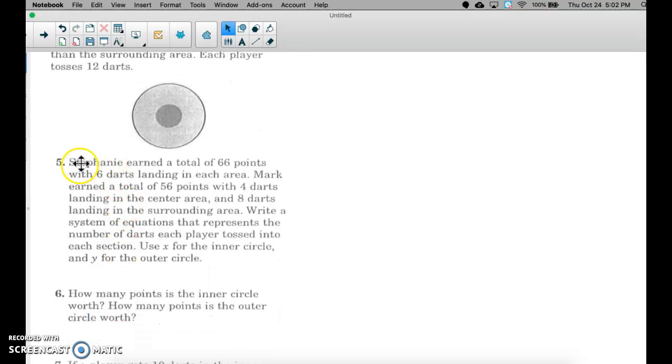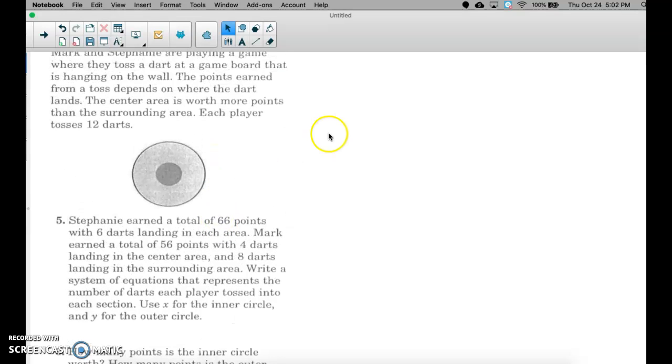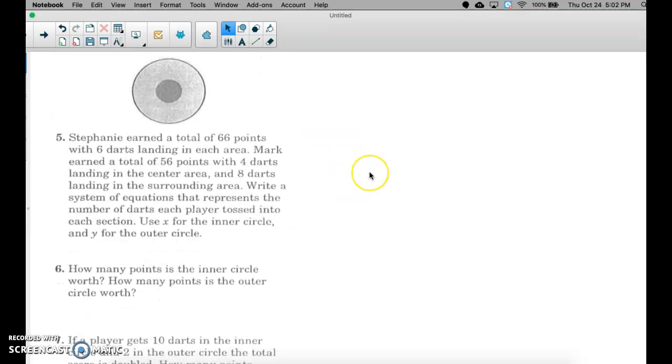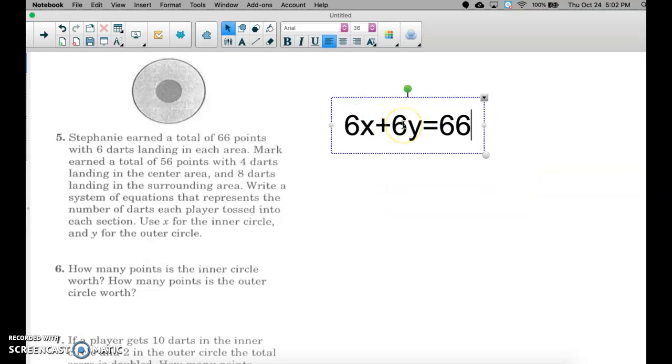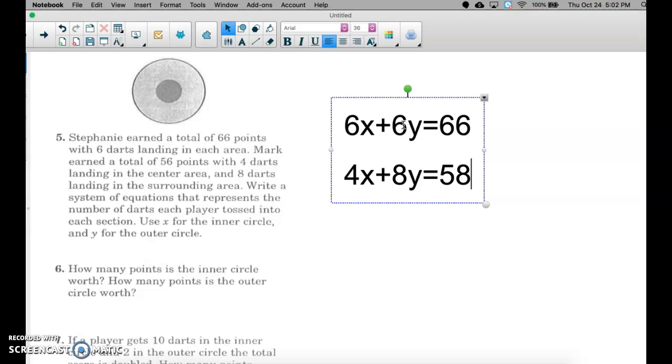But for right now, number 5, Stephanie earned a total of 66 points with 6 darts landing in each area. So that's going to be 6 darts in one area plus 6 darts in the other area for 66 points total. Mark earned a total of 56 points with 4 darts landing in the center and 8 darts landing in the outer area. 56, I'm sorry. So again, substitution, elimination, it's really up to you.